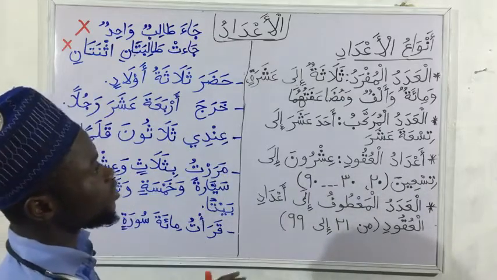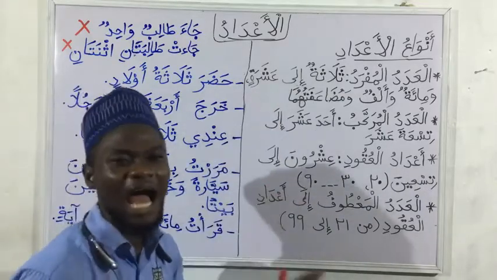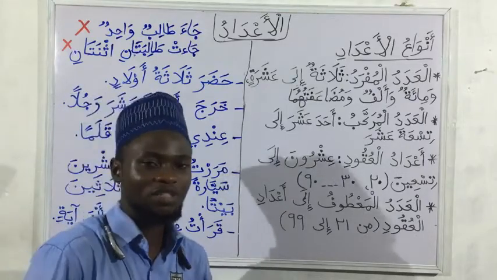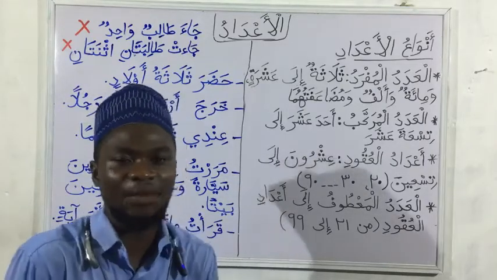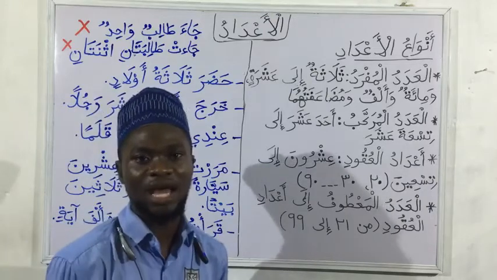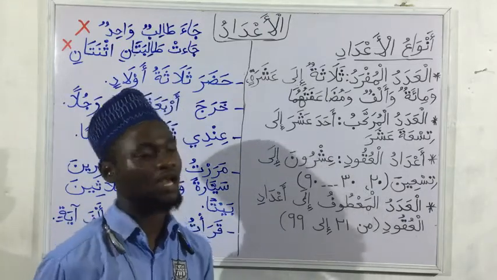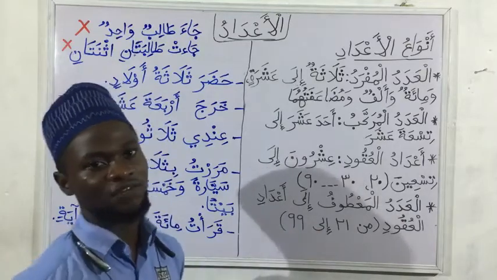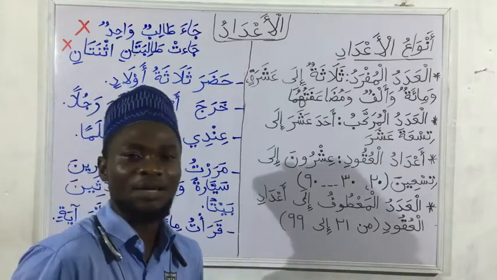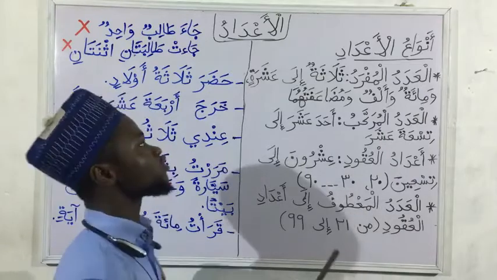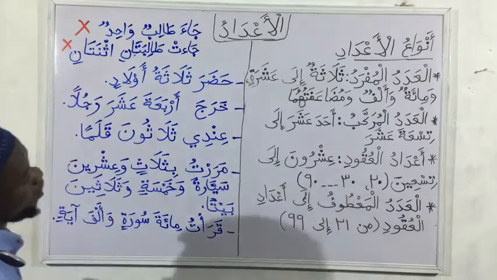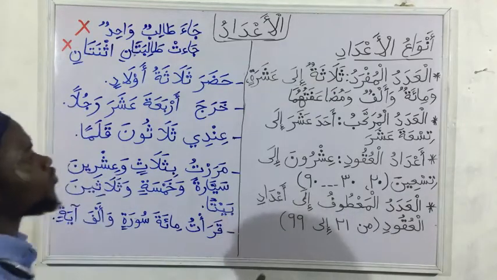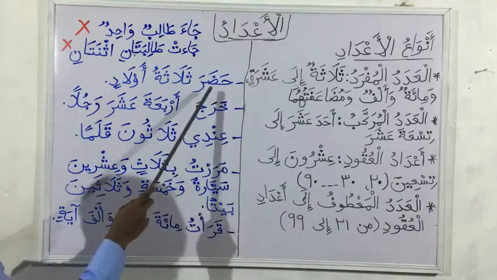So these 4 classifications have their different applications: the way we write them, rules guiding them, and the nouns they come to count. So they have their own different rules, and we are going to be looking at them individually in subsequent lessons, subsequent classes. So examples for al-adadul mufrad from 3 to 9.